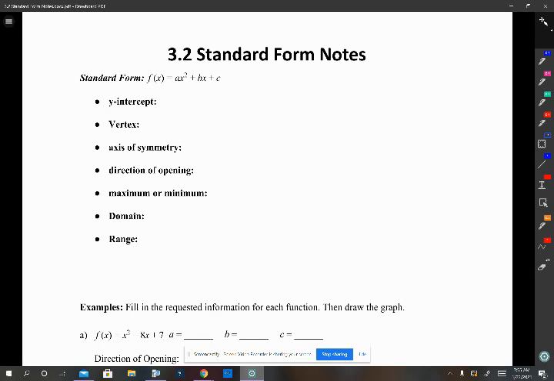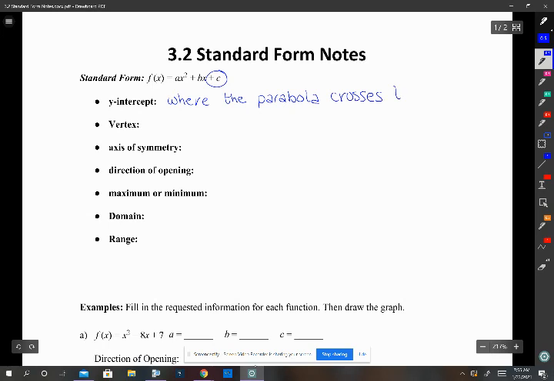So remember that the y-intercept is our c value at the end. So we're talking about this little guy right here, maybe. It's where the parabola crosses the y-axis. And it's always that c value. So it's nice because it's easy to find. So I'm just going to write it as (0, c).